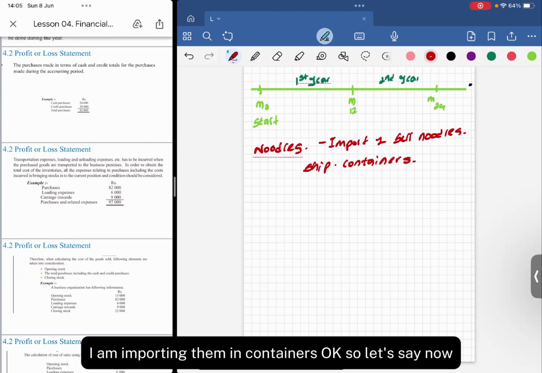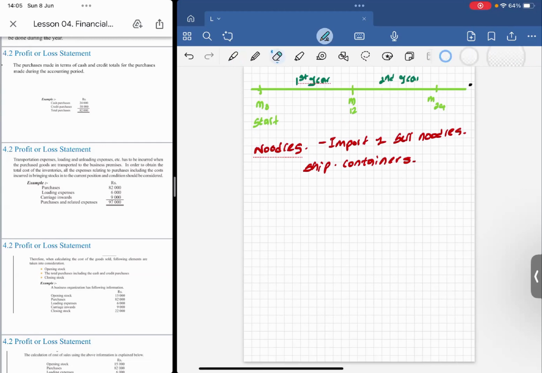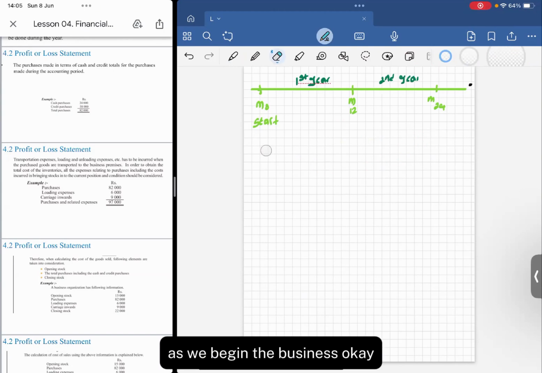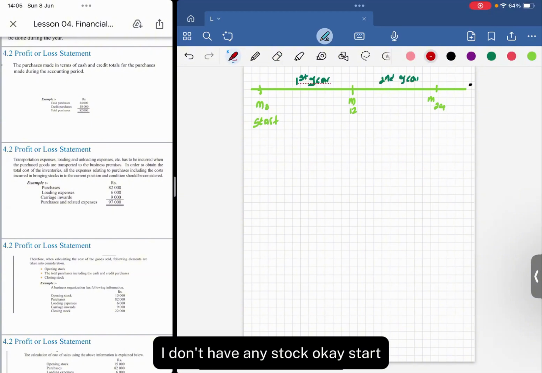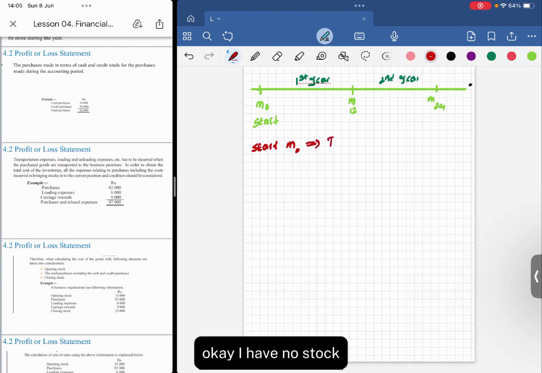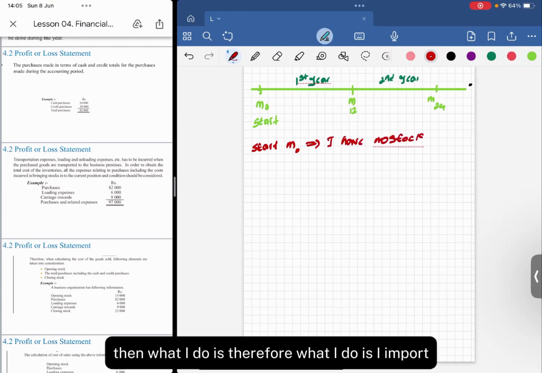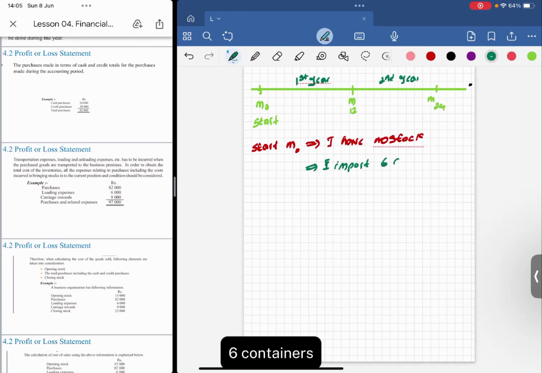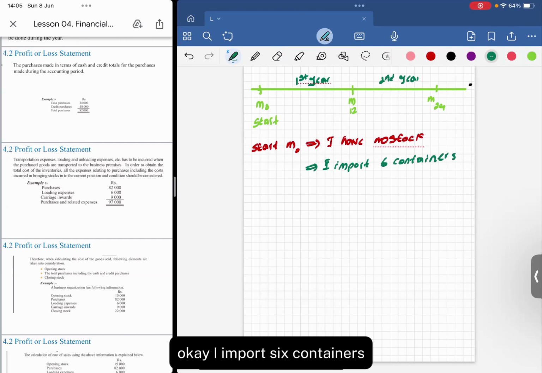So let's say, as we begin the business, at month 0, I don't have any stock. I have no stock. Then what I do is I import 6 containers.